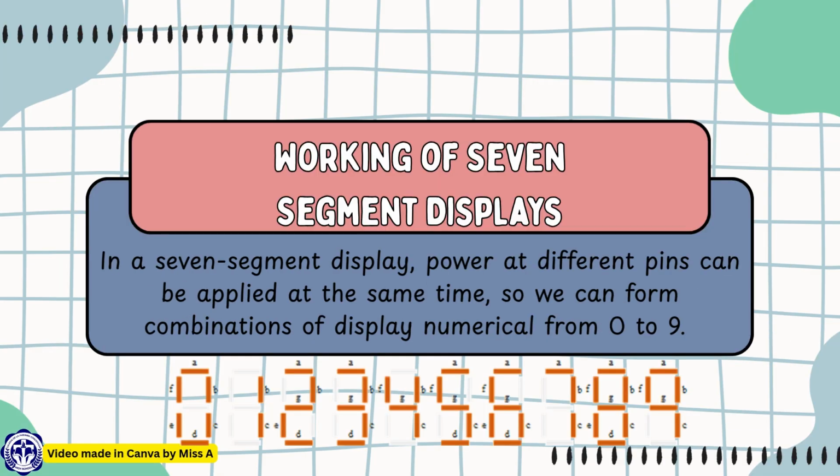The number 8 is displayed when the power is given to all the segments, and if you disconnect the power for G, then it displays the number 0. In a 7-segment display, power, or voltage, at different pins can be applied at the same time, so we can form combinations of display numerals from 0 to 9.